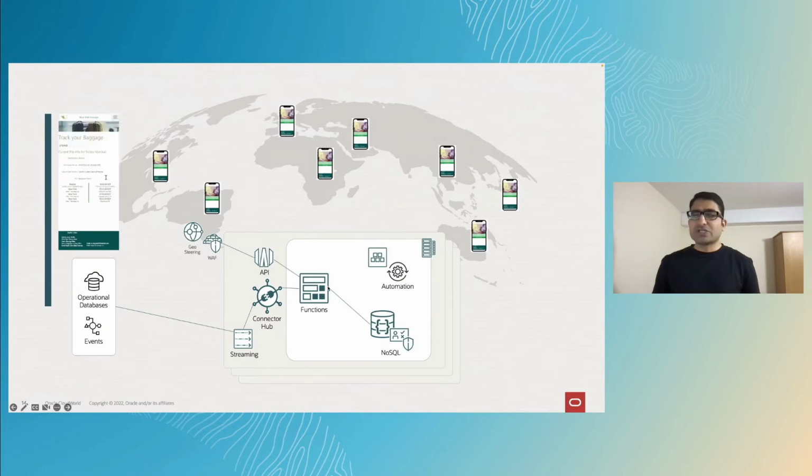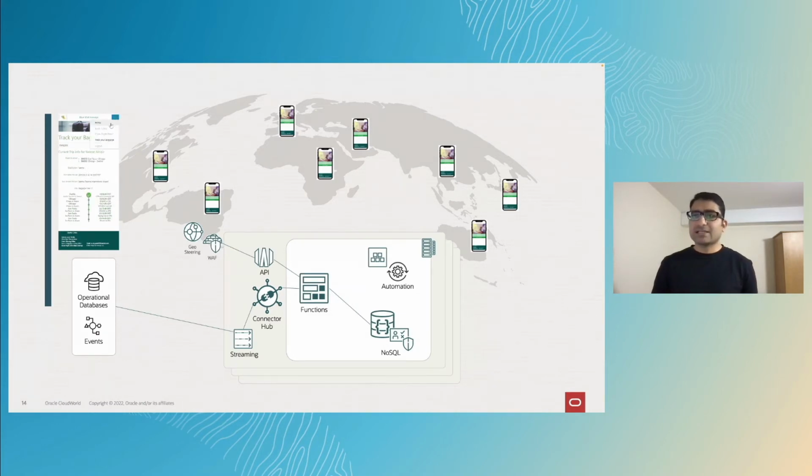So as part of functions, we have a query function that fetches the data from the NoSQL database and exposes it over API that is consumed by the mobile application. And the baggage information itself is streamed from the operational database into the NoSQL database using the OCI streaming service that invokes the function that updates the data into NoSQL database.